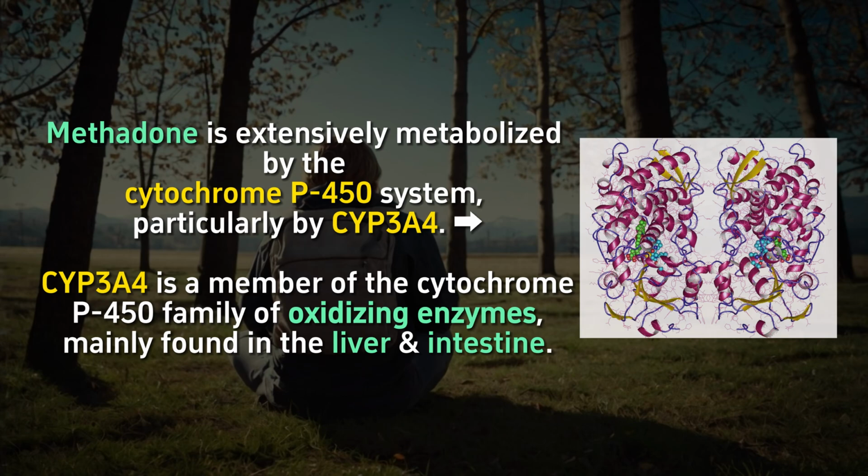Methadone is extensively metabolized by the cytochrome P450 system, particularly by CYP3A4. It is a member of the cytochrome P450 family of oxidizing enzymes, mainly found in the liver and intestine.